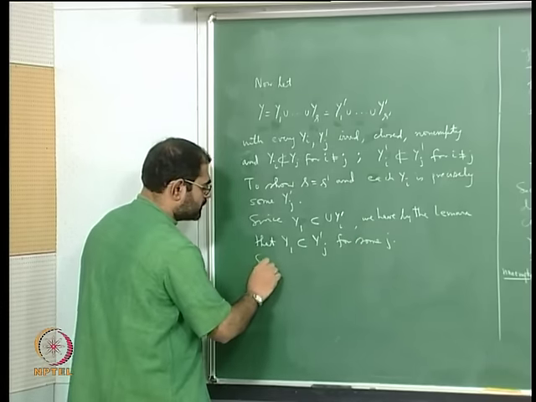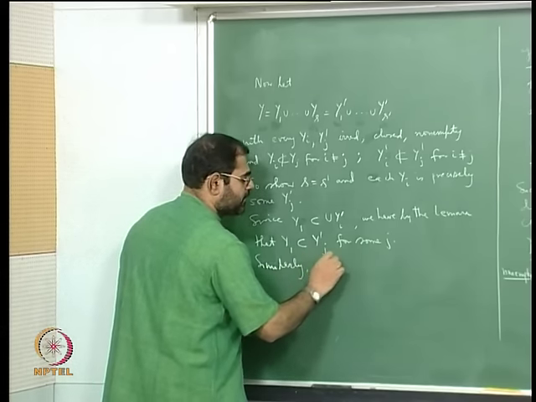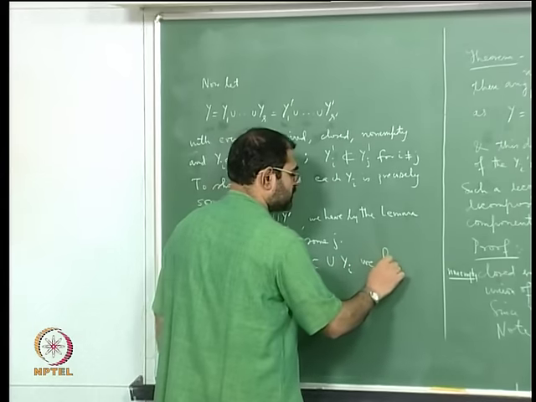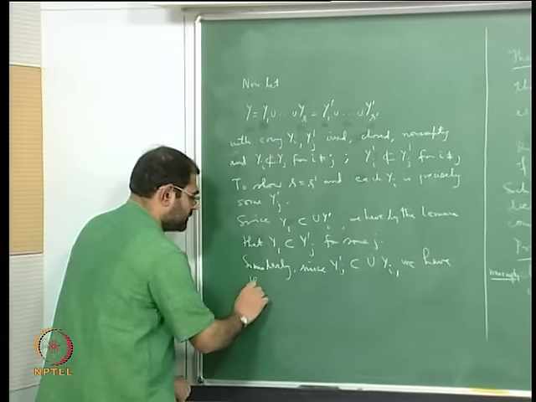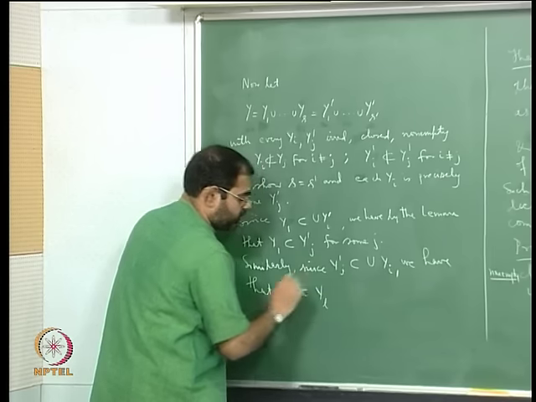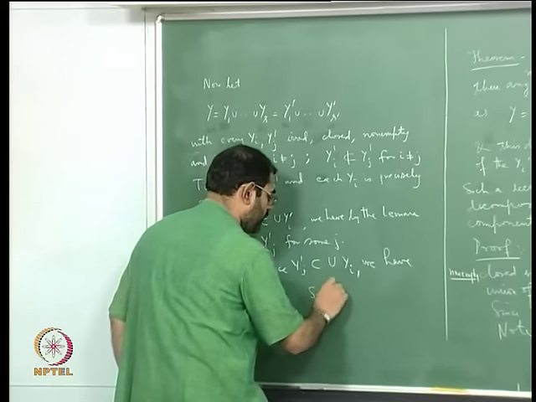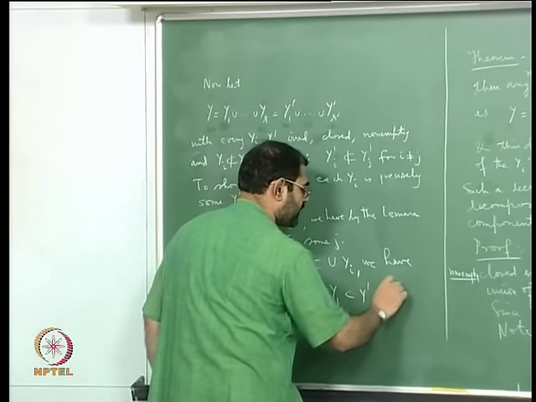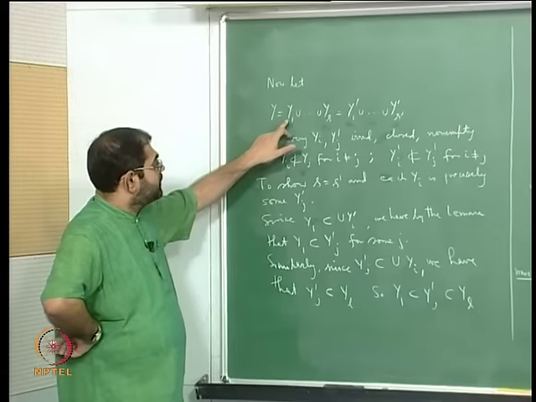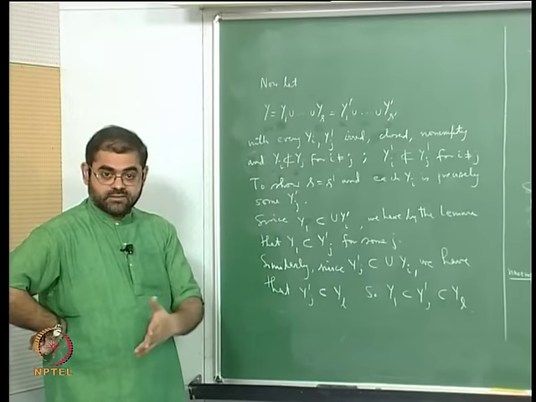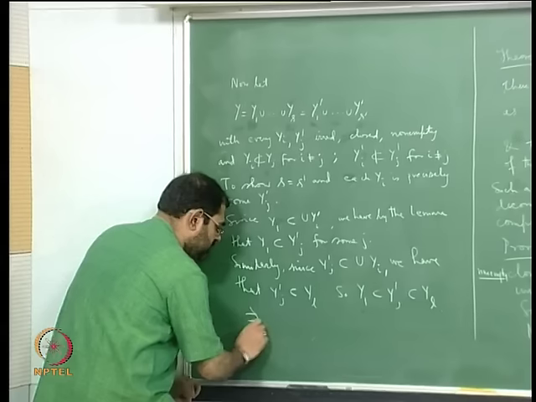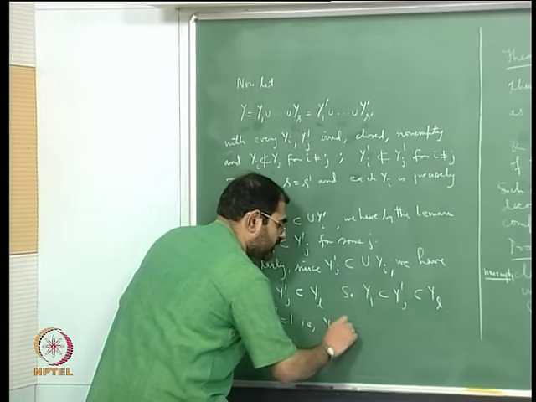Similarly, since y prime j is contained in the union of yi's, and since y prime j is irreducible, y prime j is contained in some y. I don't want to use k, but let me use l. So you will get y1 is contained in y prime j, which is contained in yl. So finally you get y1 is contained in yl, but you are not supposed to have that, because the yi's are non redundant, none of them is contained in the others. So what this tells you is that l has to be 1, and that tells you that y1 is equal to y prime j.